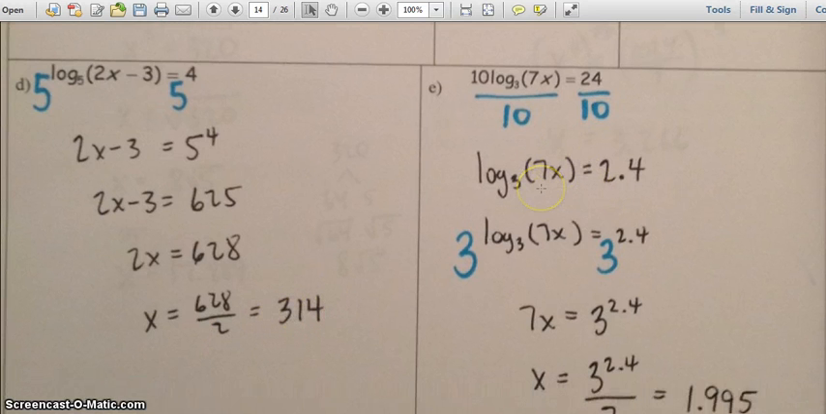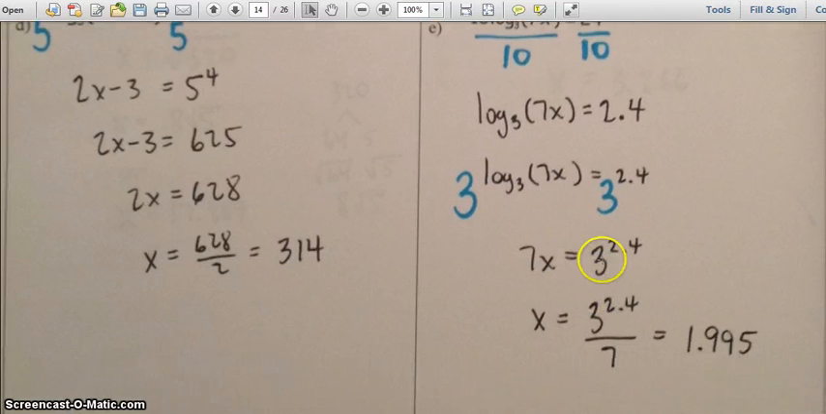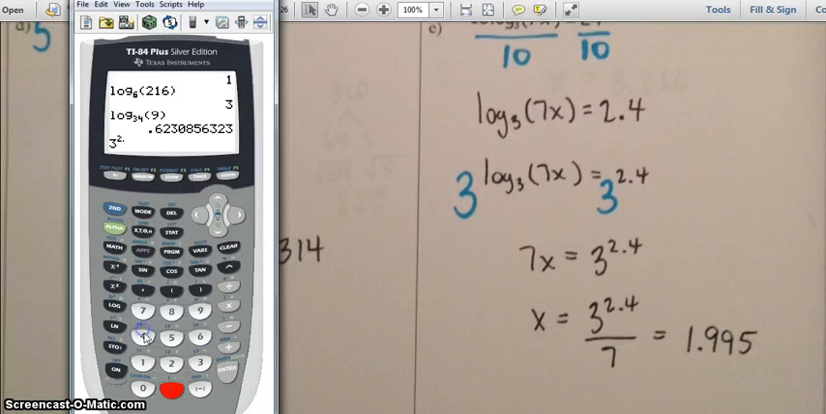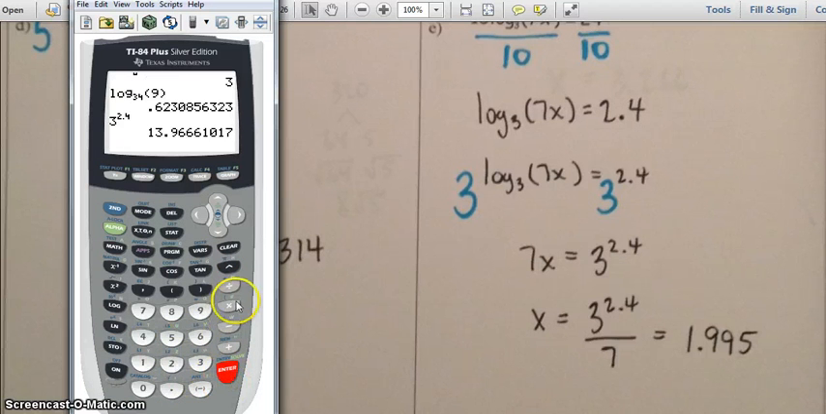On letter E, I'm trying to get log by itself, so I divide by 10 first. Dividing by 10 gives me this. 24 divided by 10 is 2.4. Then to get rid of log base 3, I big 3 both sides, like I did here. When I big 3 both sides, big 3 and log base 3 cancel, leaving me with 7x. And then I divide by 7 to get x. I just want to show you that, make sure you don't make that mistake. So 3 raised to the 2.4, and whatever that answer is, I divide by 7, and that gets me the correct answer.